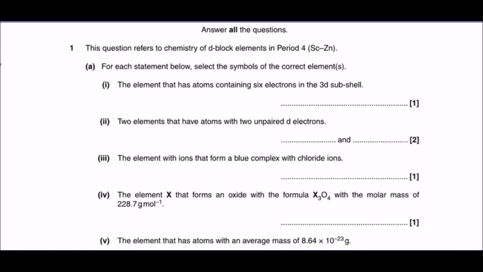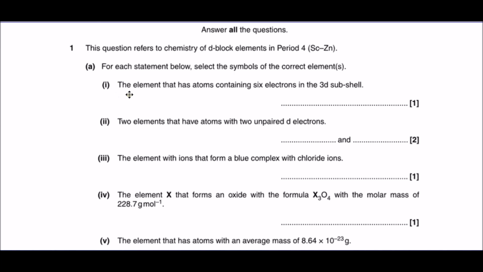Okay, here we have question 1 on the F325 January 2013 paper. Unusually, this paper starts with a transition metal question, and it looks rather like an F321 question because it's testing your ability to use the periodic table to find the answers for these elements.